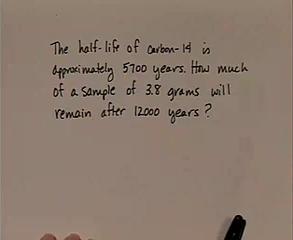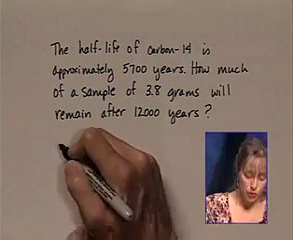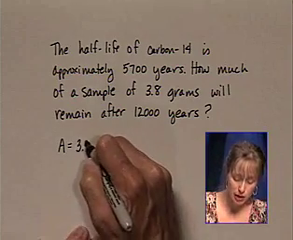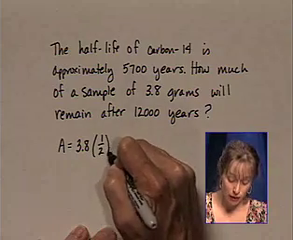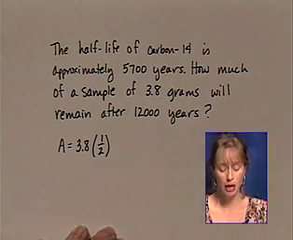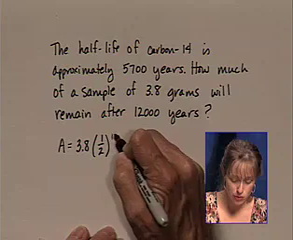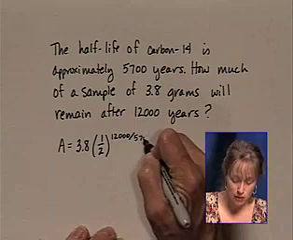Let's try an example. The half-life of carbon-14 is approximately 5,700 years. How much of a sample of 3.8 grams will remain after 12,000 years? Well, we want to know what is A. We start with 3.8 grams, so that goes in for C in our model. The base of this half-life model is 1/2, and the exponent should be x over k, where x is the number of years, 12,000, and k is the half-life, which is 5,700.